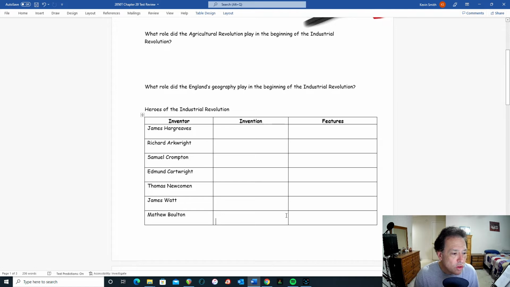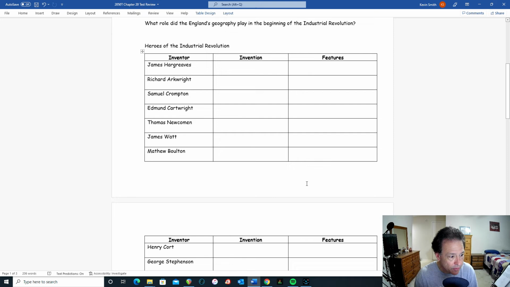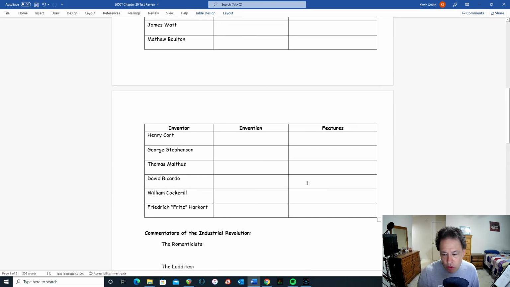Matthew Boulton was also very important because he was a capitalist who partnered with James Watt. He made sure that James Watt got the kind of funding needed to turn this condenser steam engine into a reality. That brings us to Henry Cort.